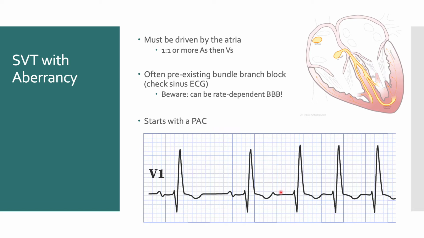So this patient's wide complex tachycardia initiates with an A, and the patient has a baseline right bundle branch block, which are the two reasons why this is SVT with aberrancy.